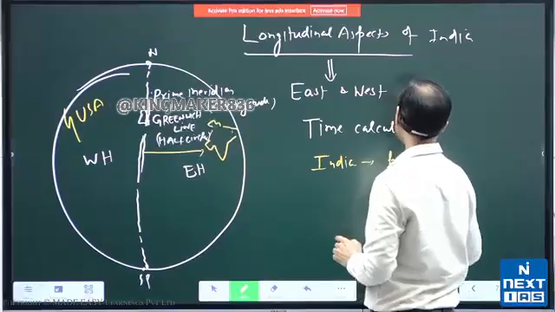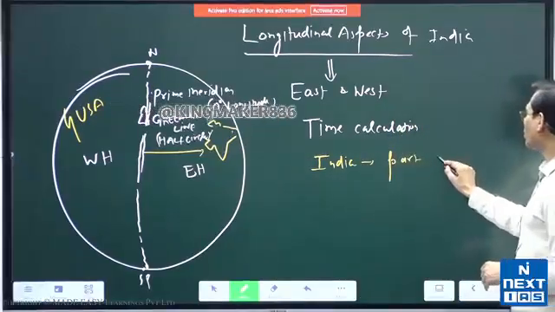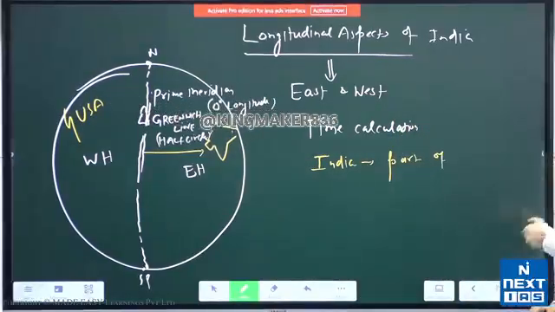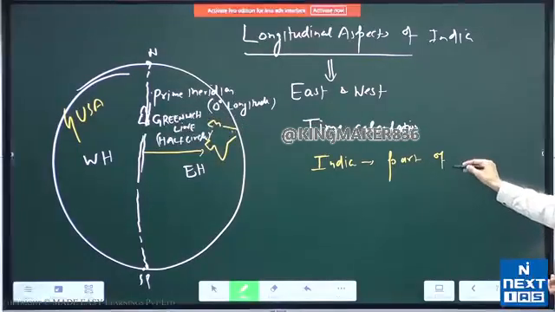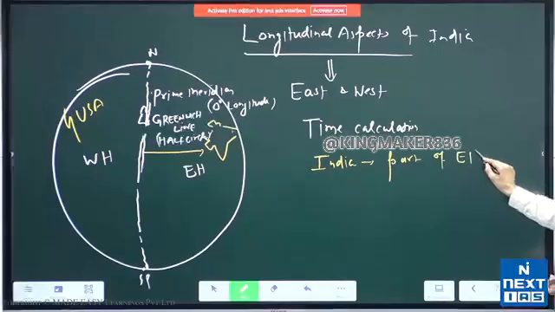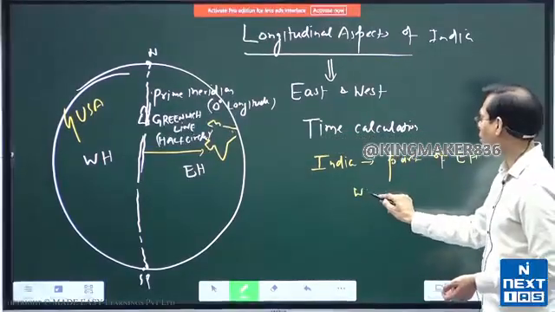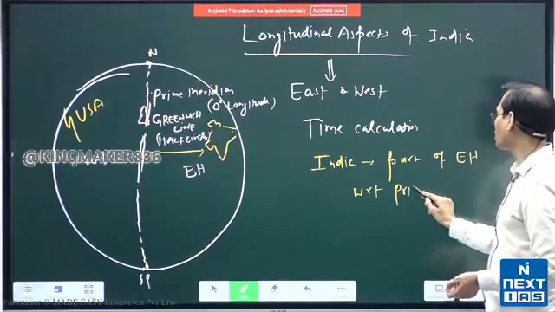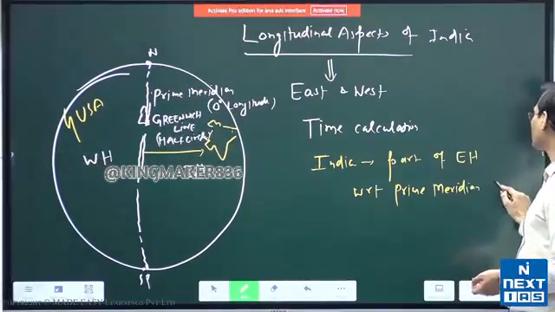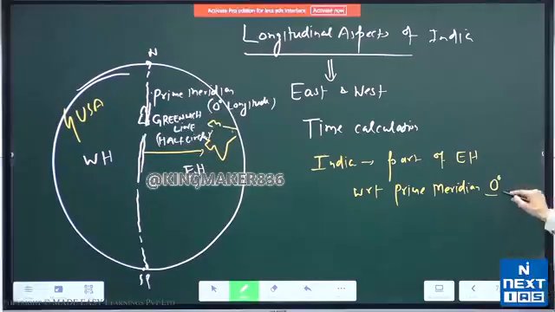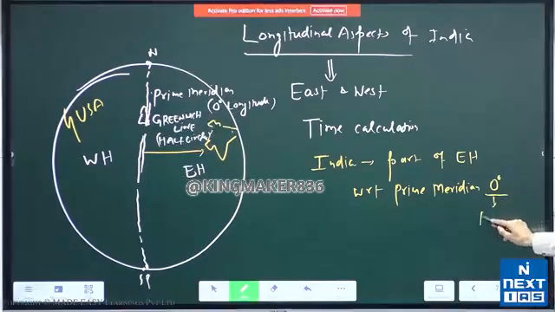So with respect to the equator, we are part of the northern hemisphere, 8 degree to 37 degree in latitude. But with respect to the prime meridian or Greenwich line, we are part of the eastern hemisphere. With respect to which famous line? Prime meridian or Greenwich line. What is the longitude of the prime meridian? 0 degree. So 0 is considered the reference.